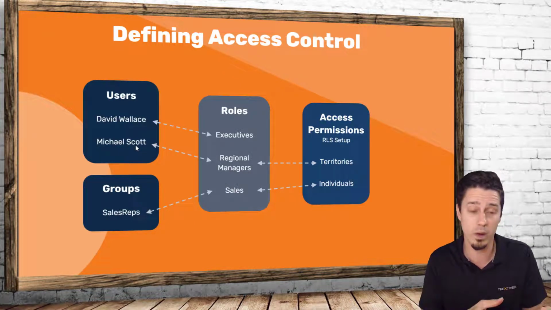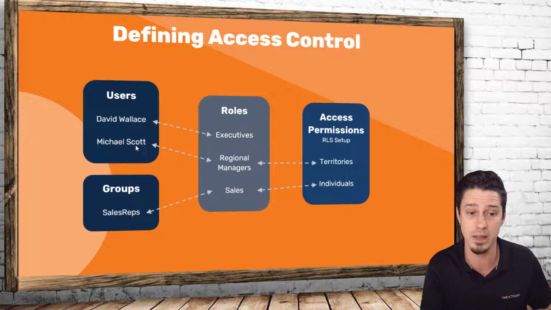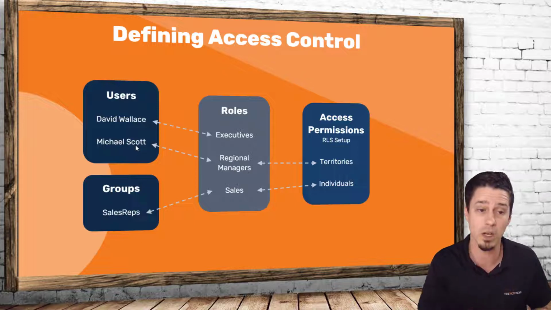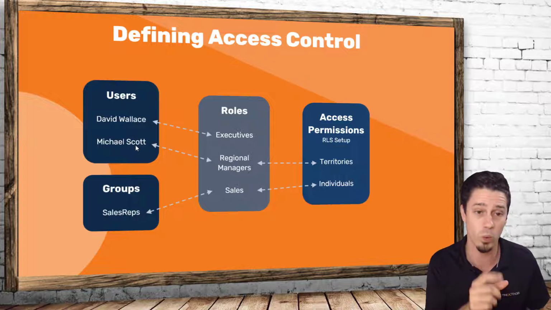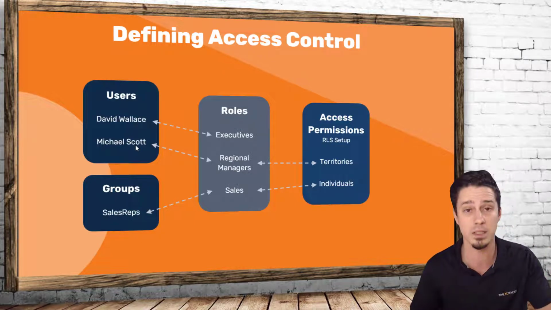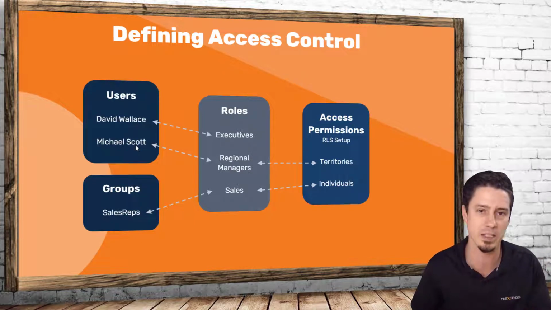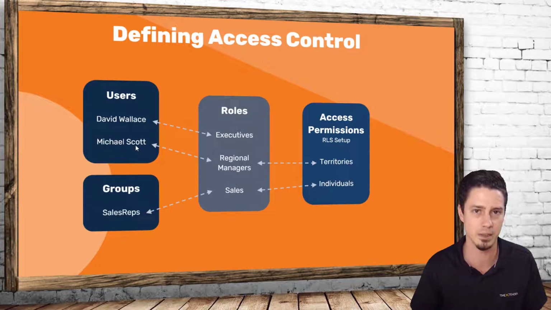However, the group that we're using is the sales reps in this case. So we're going to look at the sales reps as a group, and we're going to define security on groups for the sales reps specifically. We'll define security for David Wallace and Michael Scott as individual users. So you'll get to experience the different ways of defining security for these different kinds of access layers.